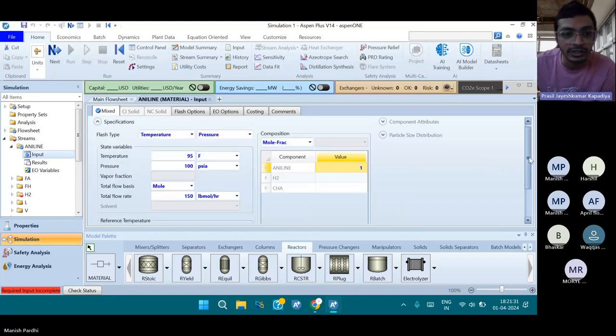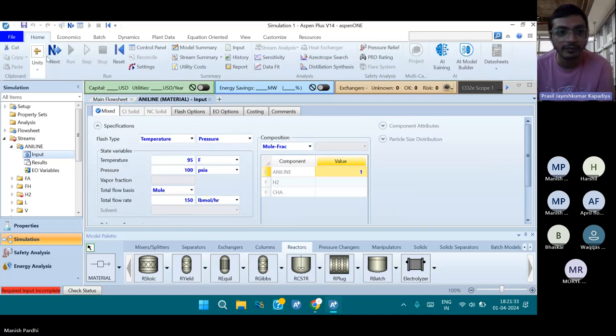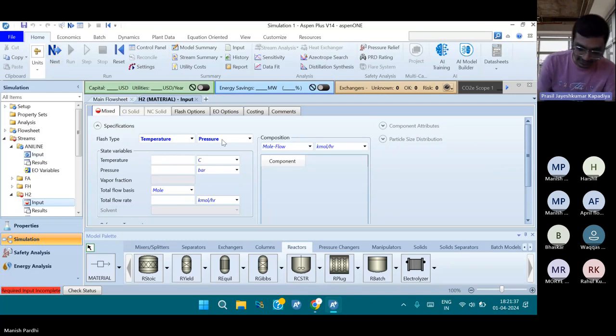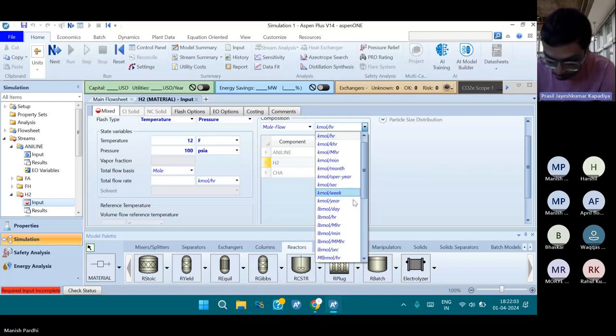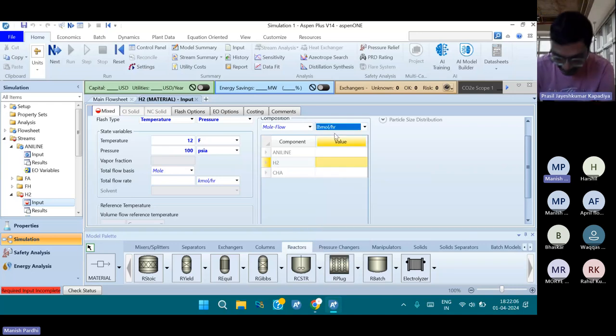Let's do that for hydrogen. In that way, hydrogen is also a pure component. Next. The temperature of hydrogen is 12 Fahrenheit. Pressure is 100 PSI. Now, hydrogen is 600. So here, first change the unit to pound moles per hour, and add hydrogen as 600 directly.